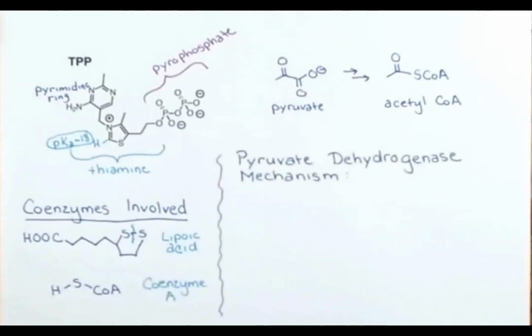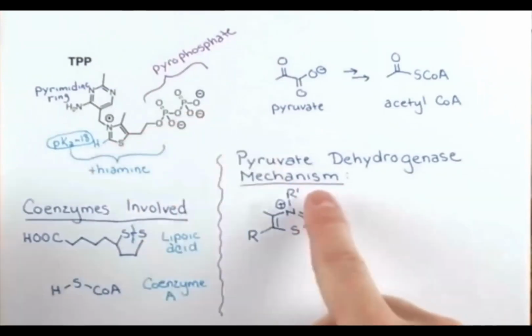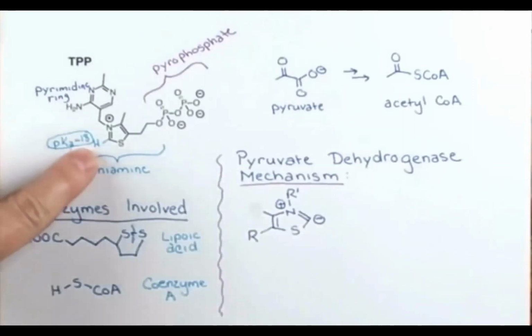All right, to kick this process off, TPP is going to react with pyruvate. Since this thiazole is going to be the most important piece to do the chemistry in this mechanism, I'm going to abbreviate this in this way, where R is our chain with the pyrophosphate, and R prime is our pyrimidine ring up here. I've shown this in the deprotonated form. This compound with a positive and negative charge on adjacent atoms is called an ylide, and so this is the TPP ylide, generated by deprotonation of this acidic hydrogen atom here.